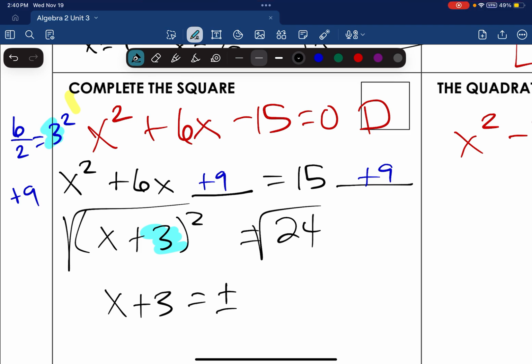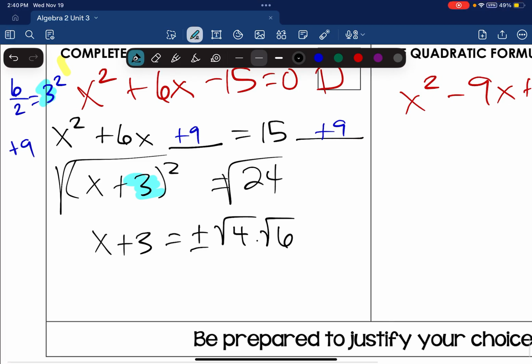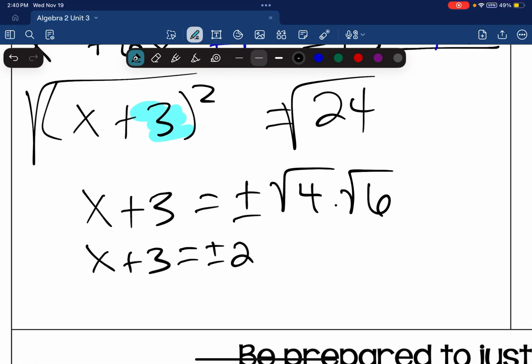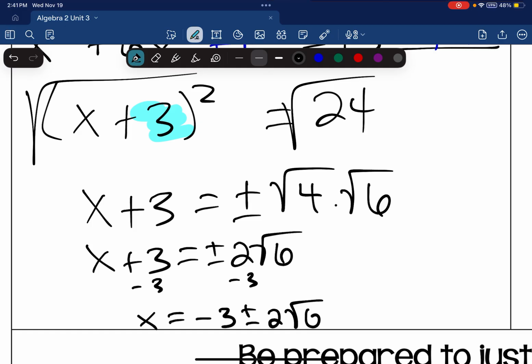Radical 24 can break into factors of radical 4 times radical 6. So this is really x plus 3 equals plus or minus 2 radical 6. And then finally I'm going to subtract this 3 over, but I can't actually combine it with 2 radical 6. So I'm going to have a negative 3 plus or minus 2 radical 6. Put that in curly brackets, and that is my answer.